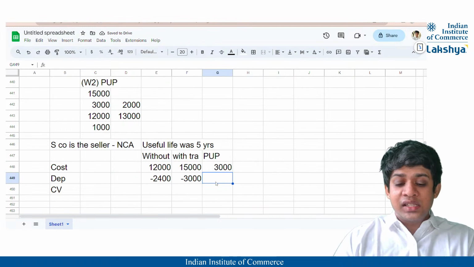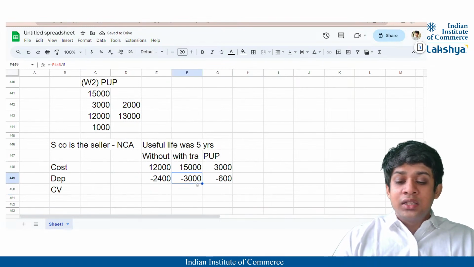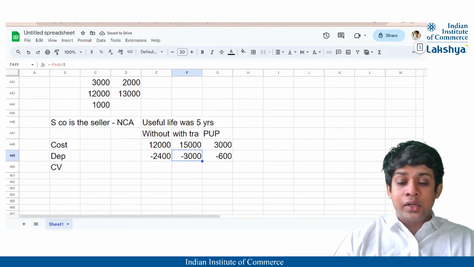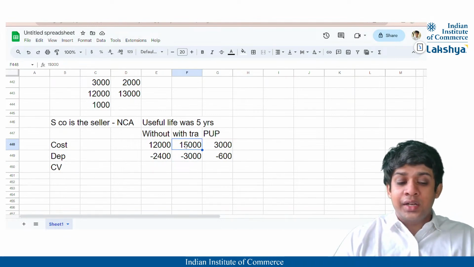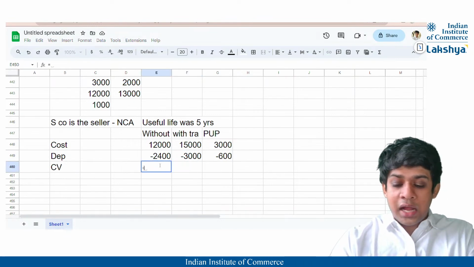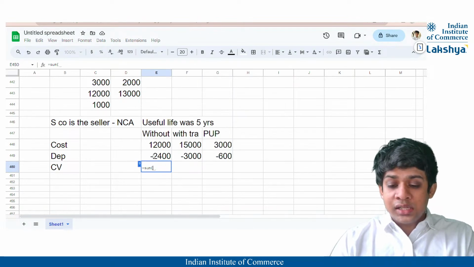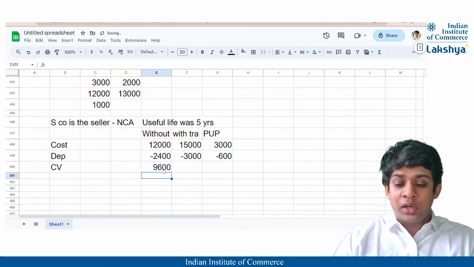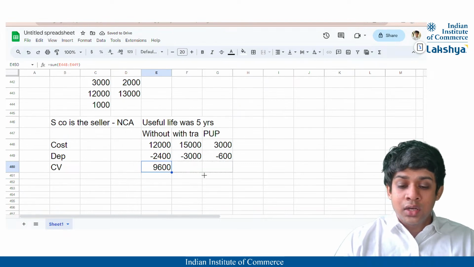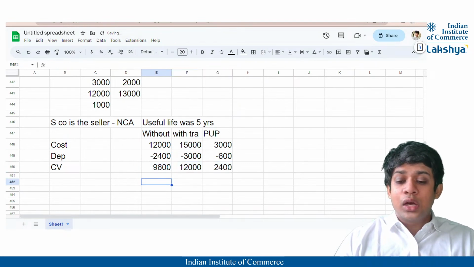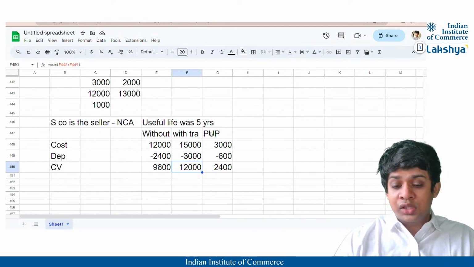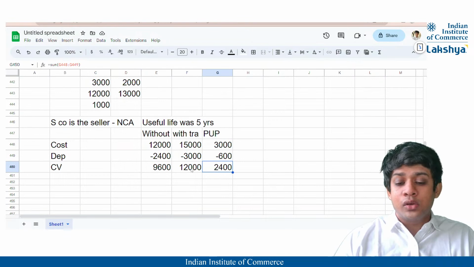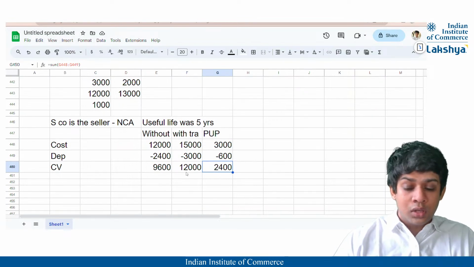So that means there is a difference in depreciation of 600. So I'll just state that, right? That means the depreciation is obviously stated as higher, right? Because obviously the asset value stated is high, right? So what is the carrying value? The carrying value is nothing but 12,000 minus 2,400, which is giving me 9,600, right? So the carrying value without the transfer should have been 9,600. With transfer, it is actually 12,000, and PURP is actually 2,400. That is the difference between the two, right?